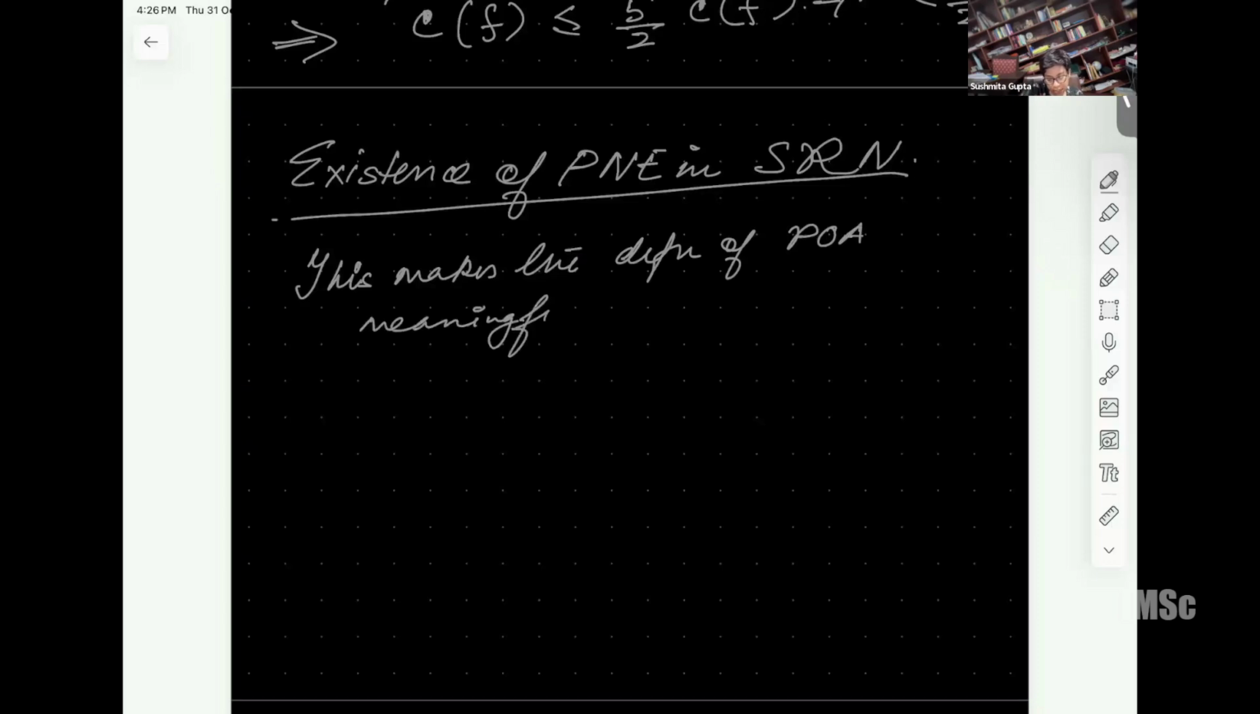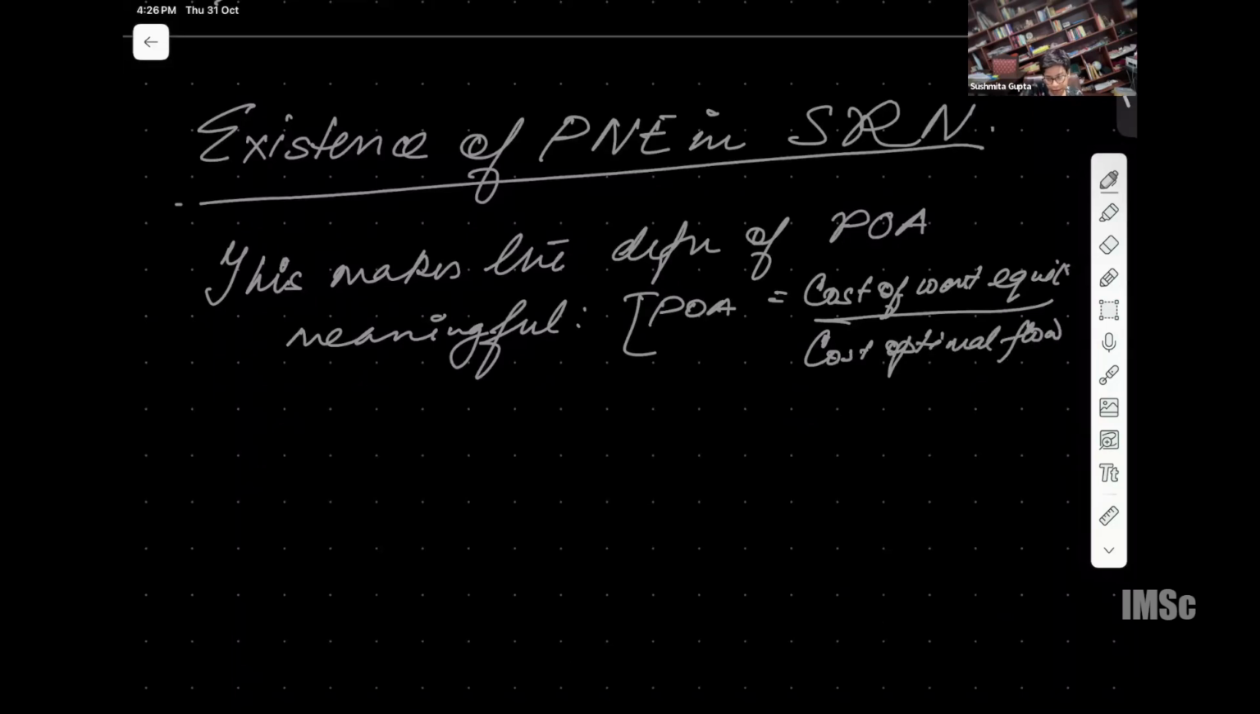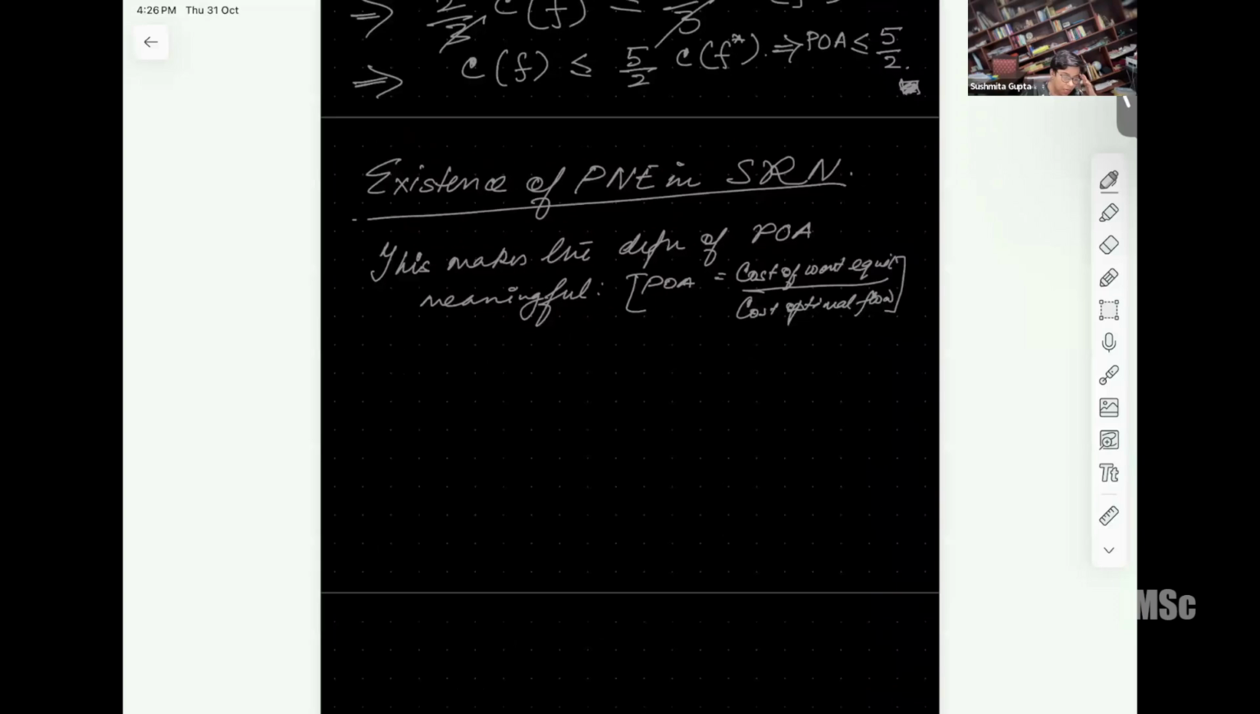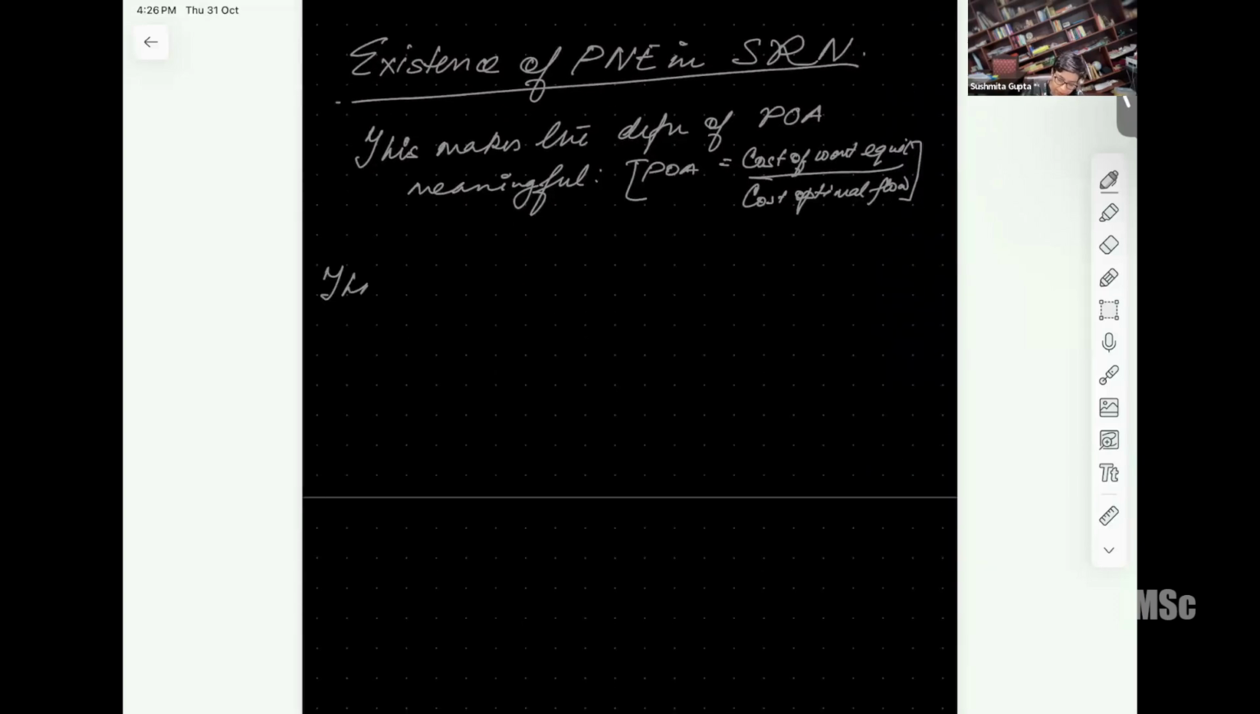The way we have been defining so far, right? The POA is the cost of the worst equilibrium. Otherwise, if there's no equilibrium, then the notion of worst versus anything does not make sense. Okay. Correct. All right. So this is a theorem.